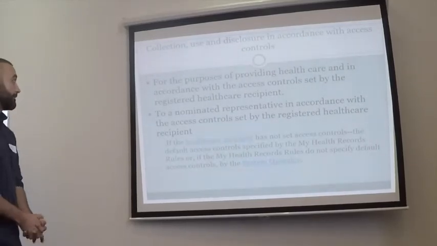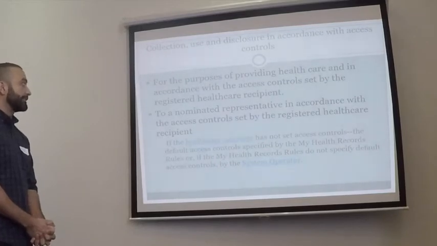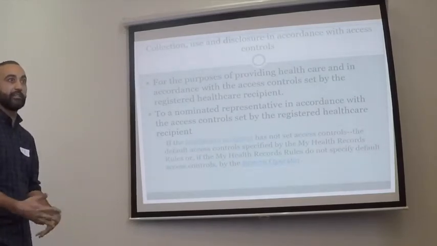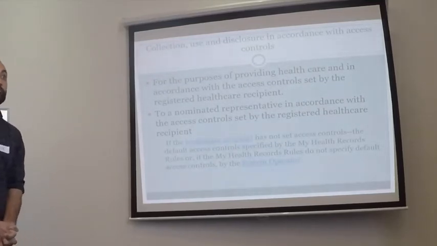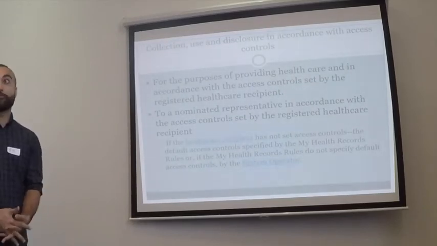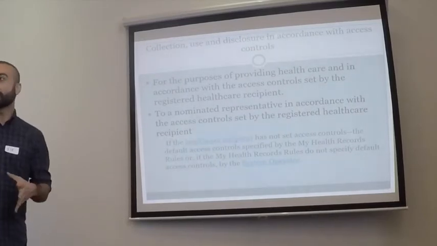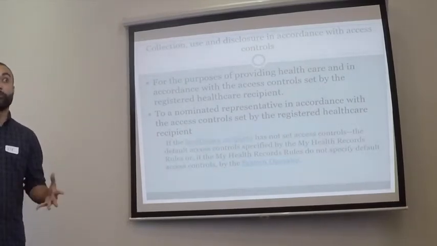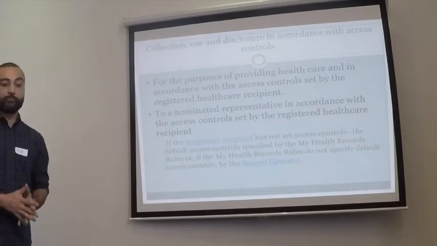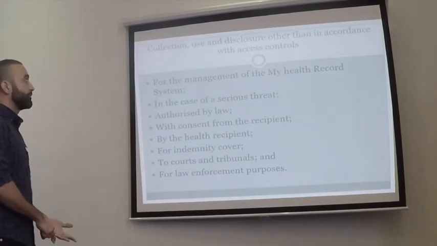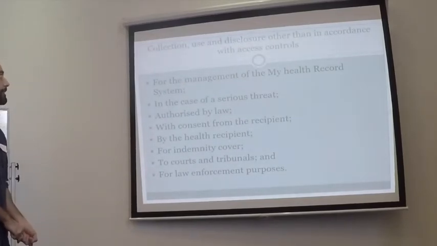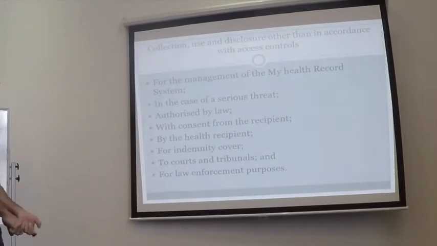Now, if you haven't set up any access controls, there's default access controls that come into place. And as Craig described, those were quite open, so there's some concern in relation to that. So if you are opting into the system or you are using the system and you haven't opted out, then you might want to go into the system and place strict access controls on your specific data if you want it protected and you want it to be used only by specific people. The larger concern is when the collection, use, and disclosure of your data can occur outside the access controls.